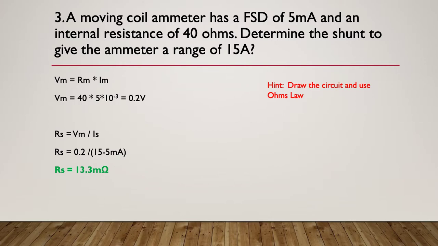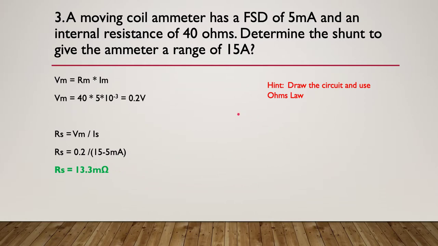Therefore, let's apply that to Ohm's law that says our RS, our resistance shunt, the S stands for shunt, will be the volts across the meter, that we just worked out at 0.2, divided by the amps through the shunt, which we know is to be 15 amps. Well, it's actually 15 amps minus 5 milliamps, but the 5 milliamps is so small it won't make a great deal of difference. So 0.2 divided by 15 amps means our resistor shunt will be 13.3.